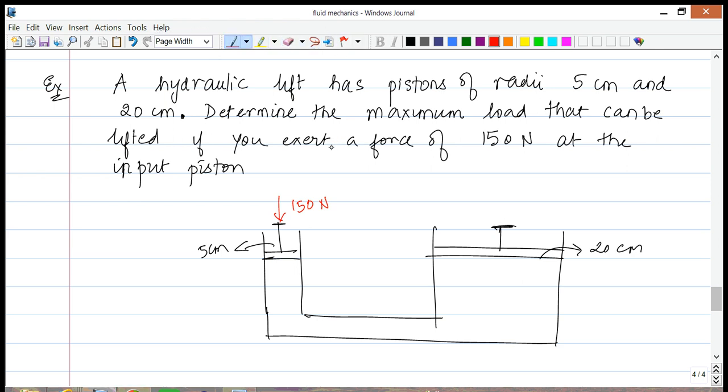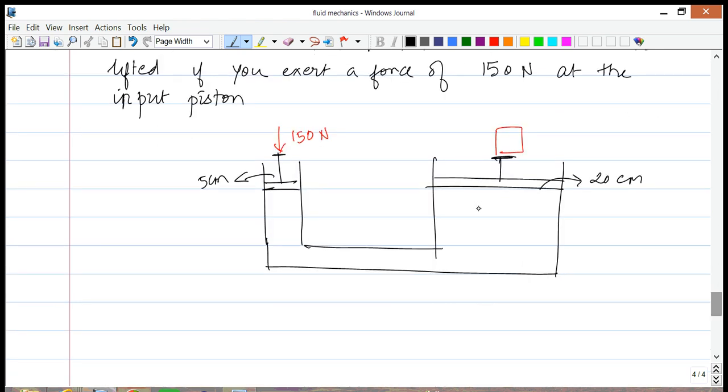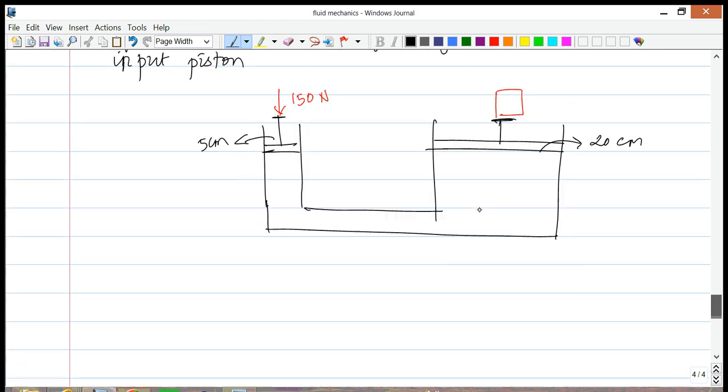So we're going to figure out how much load it can carry. So there's some load it can carry. We're going to figure out the maximum load that it can carry. We can find the weight, and then we can find the mass. We can do whatever we need. Okay, so we're going to apply Pascal's principle to this.